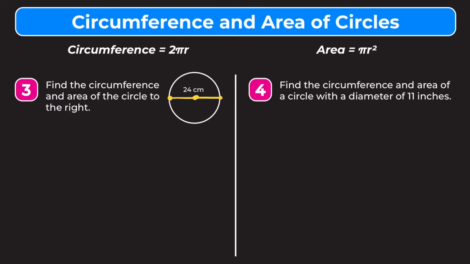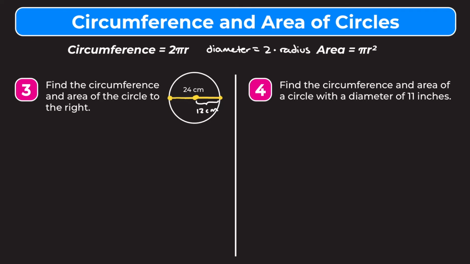So I'm going to put that up here. So we'll put the diameter equals 2 times the radius. So the radius is just half of the diameter. So the radius is this little line right here, and that's just going to be 12 centimeters. So we're going to do the problem the same way. We just had an extra step where we had to find the radius given the diameter.